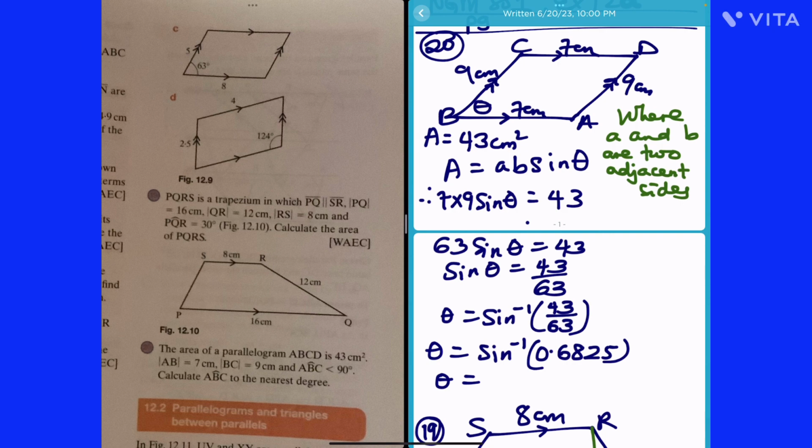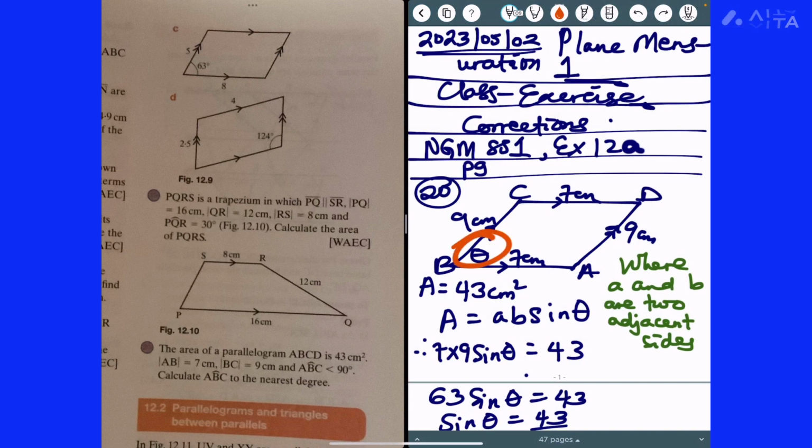Question 20 says the area of a parallelogram ABCD is 43 centimeters squared. AB is 7 centimeters. BC is 9 centimeters. And ABC is less than 90 degrees. So I've drawn this to show that it is acute and less than 90 degrees. The question says calculate angle ABC to the nearest degree.